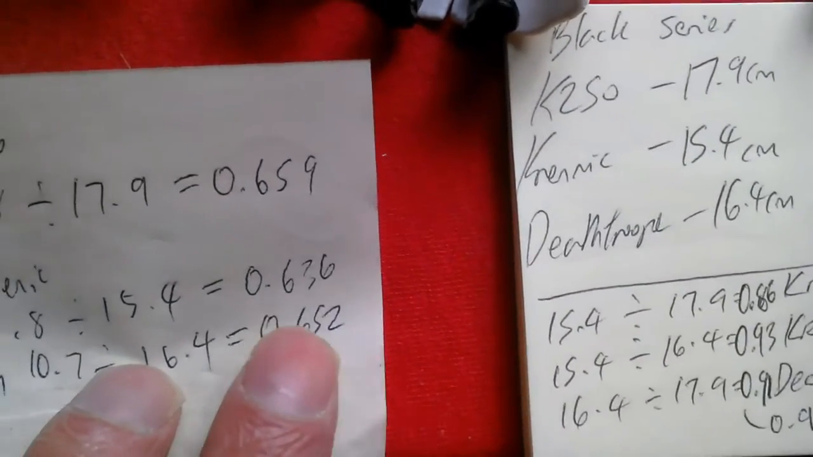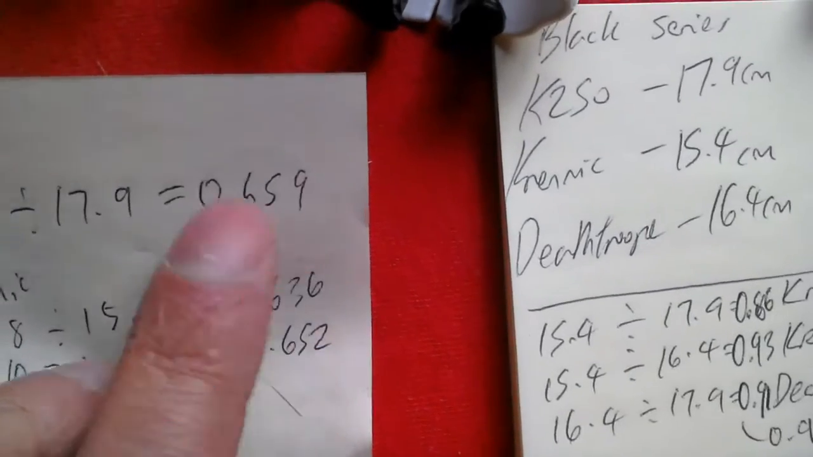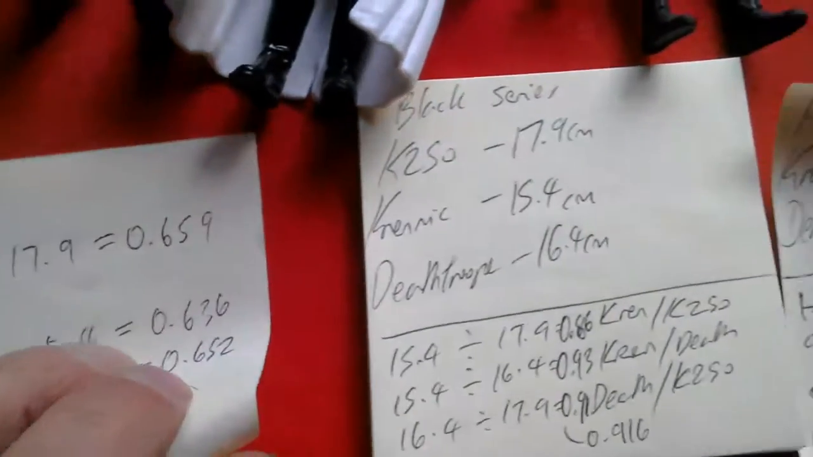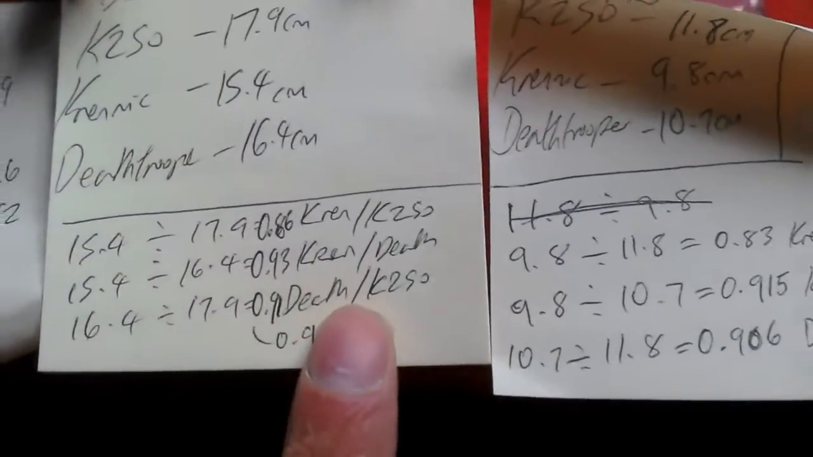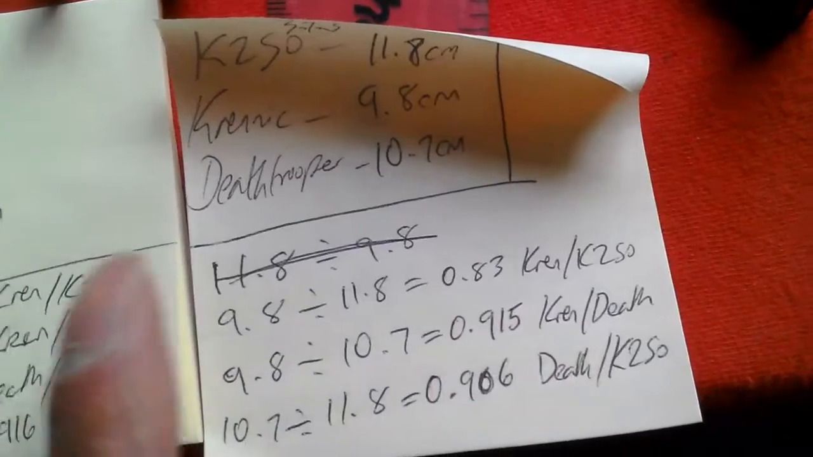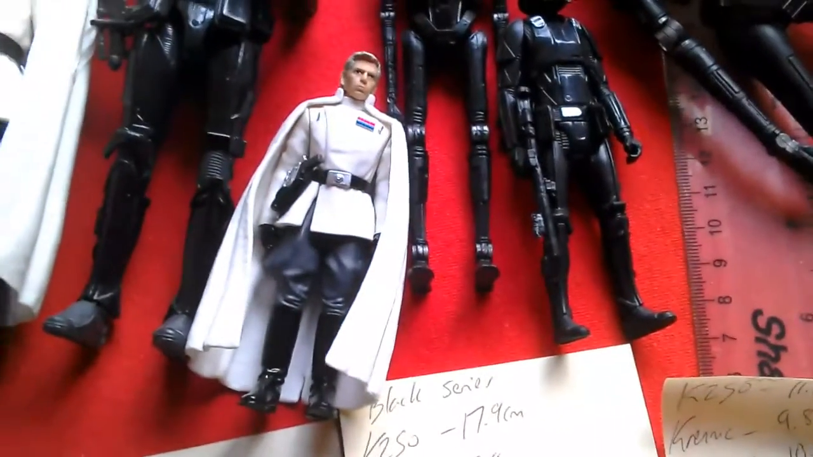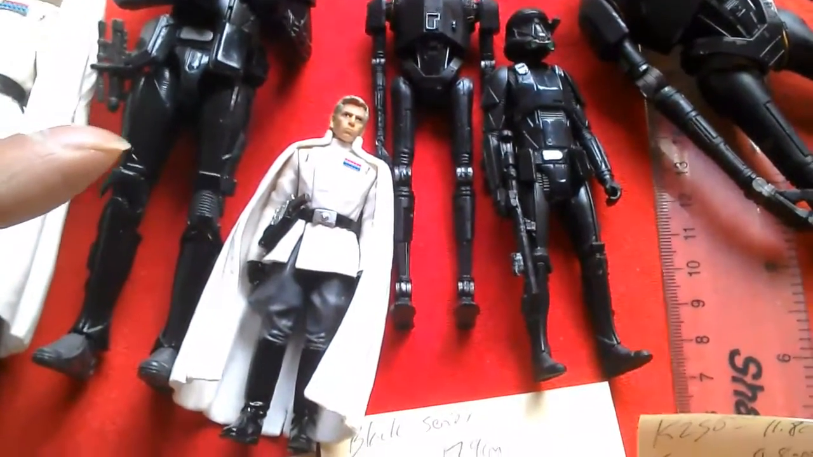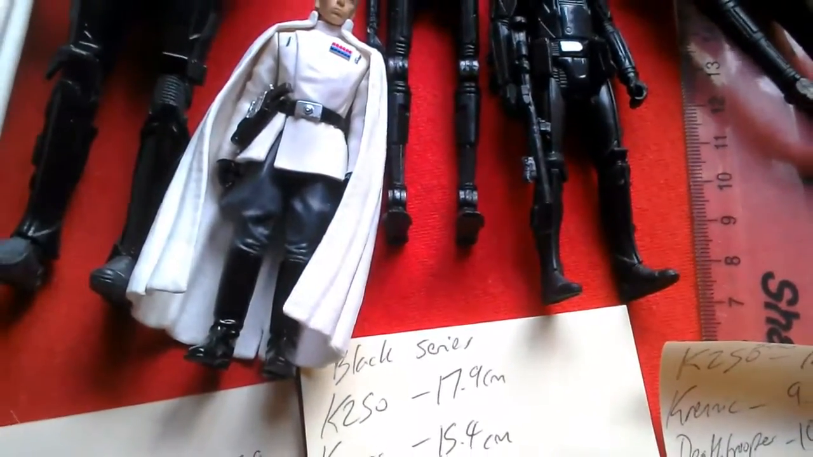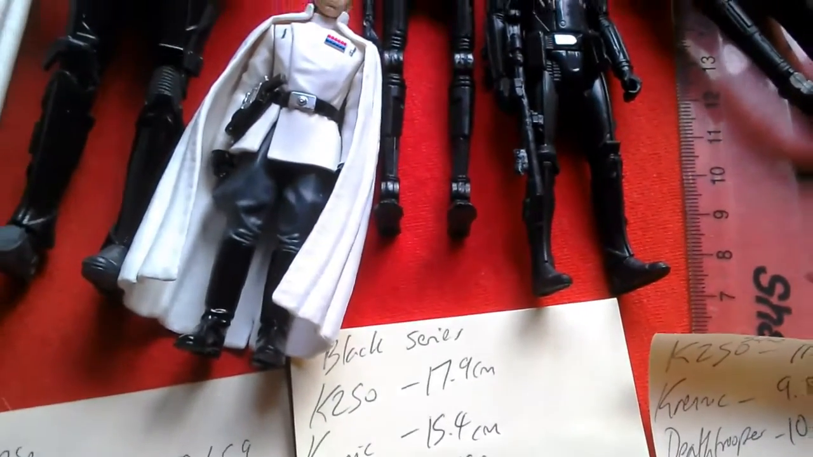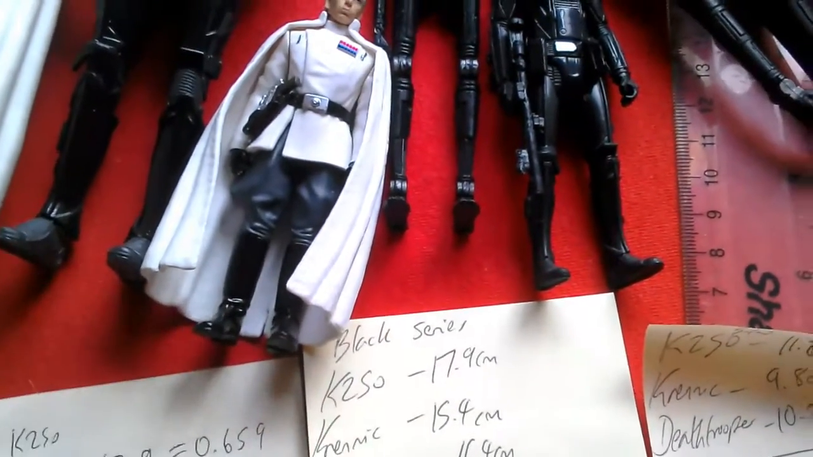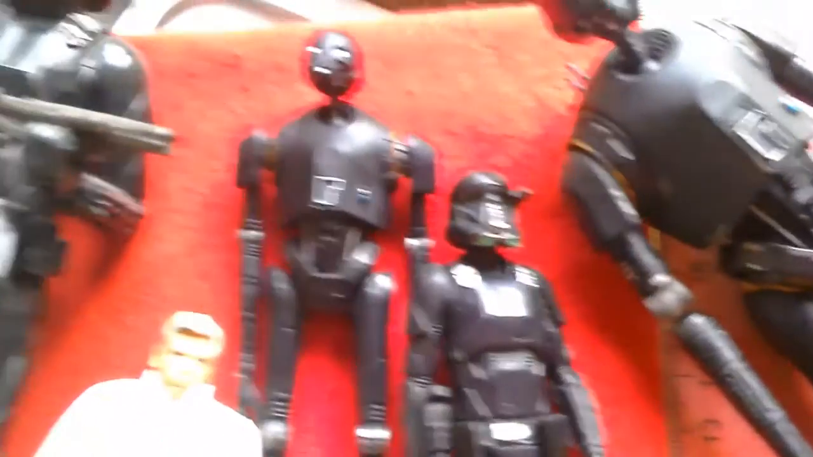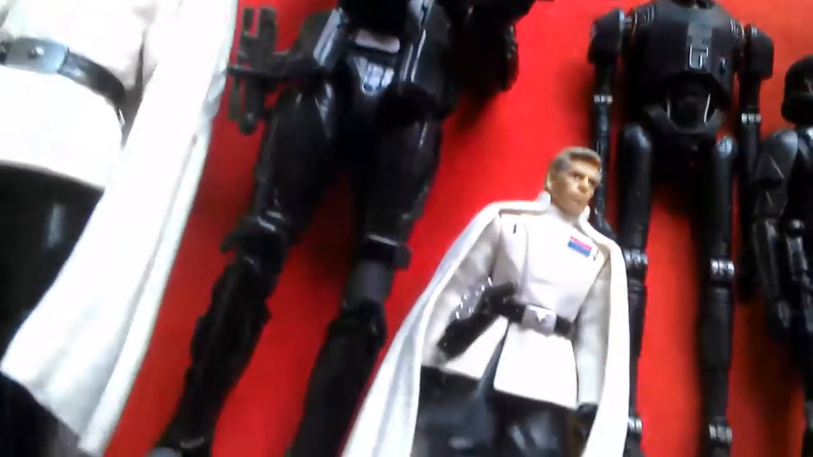They're all 0.6 and then 0.63, 0.65, 0.65. So really close. Amazing. It just shows you the very interesting results of dividing figures to find out if they're in scale with each other in their 3.75 scale or the Black Series scale and so on. Quite interesting, I guess. And we'll have a good look at the figures next.